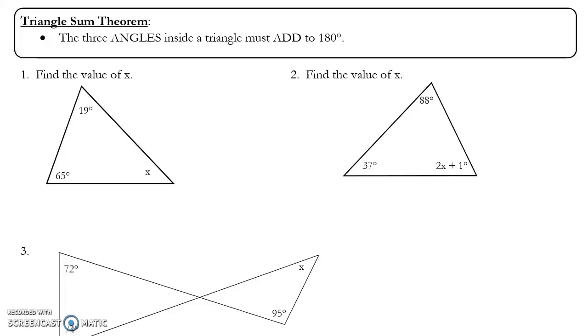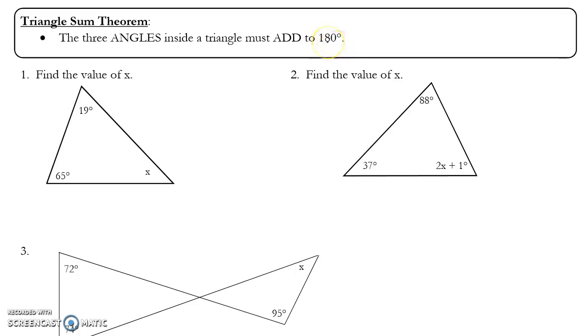Alright, so this video is to review our two theorems that we started this unit with, the triangle sum theorem and the triangle inequality theorem. First, the triangle sum theorem. This theorem states that the three angles that are inside my triangle must add to 180 degrees.